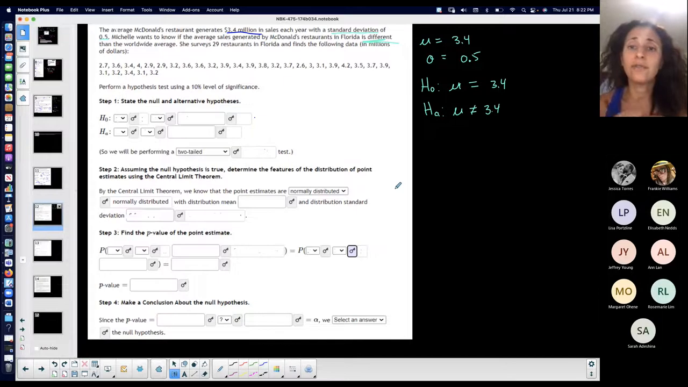Now it would be different if she said she wants to test to see if the average sales generated by McDonald's restaurants in Florida is greater than the worldwide average. Then I would change the alternative to greater than, and that would make it a right tail test. If she wanted to test the claim that it's less than the worldwide average, this would be a less than symbol. It'd be a left tail test.